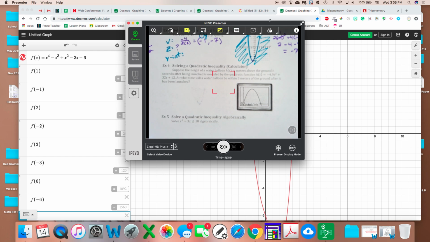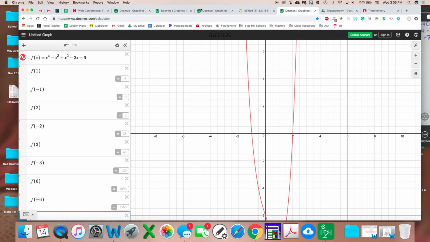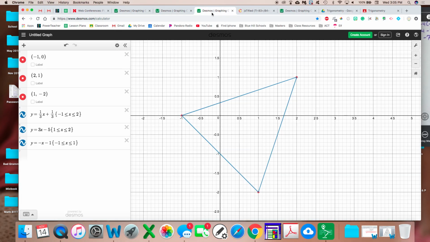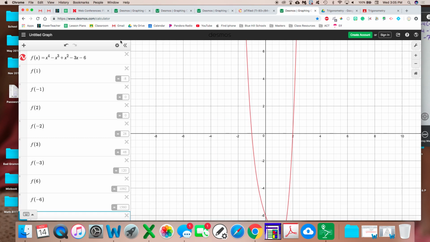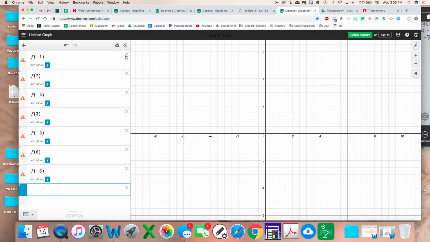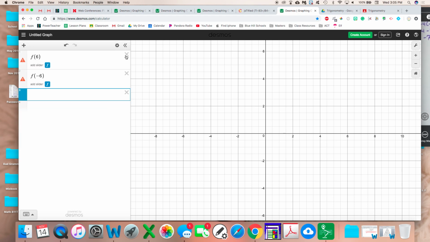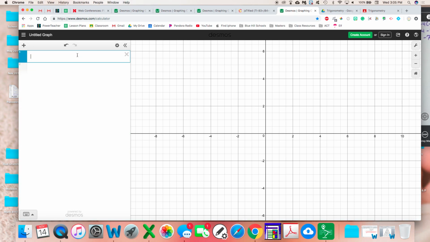Solving a quadratic inequality using a calculator. I am going to give you Desmos. Hold on, I gotta get rid of some things. There we go.